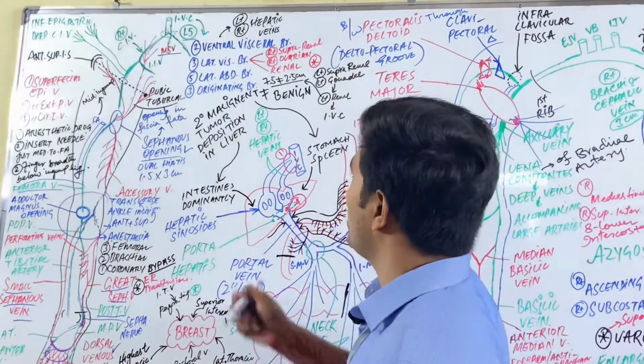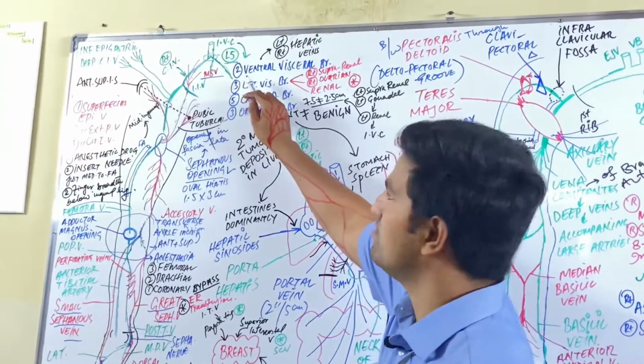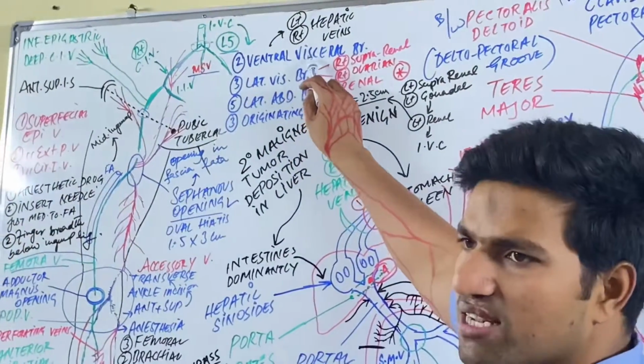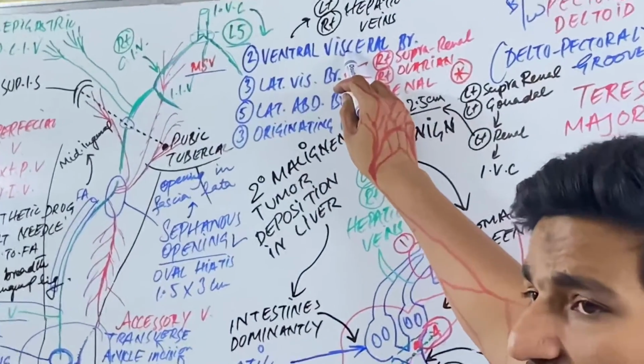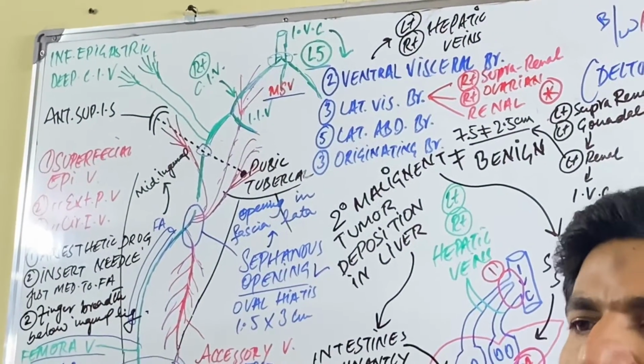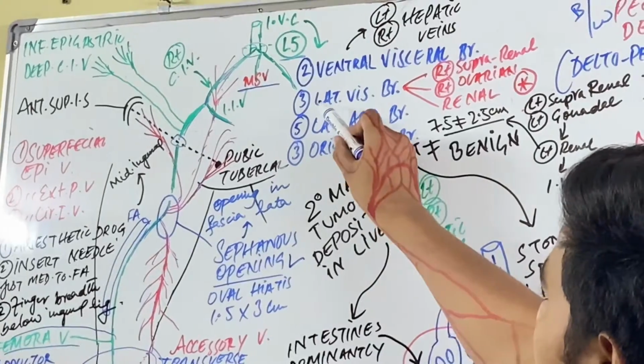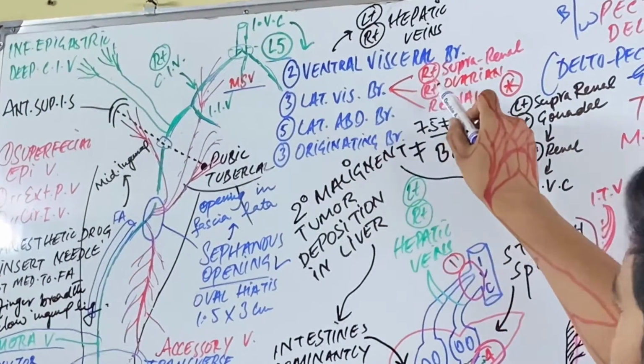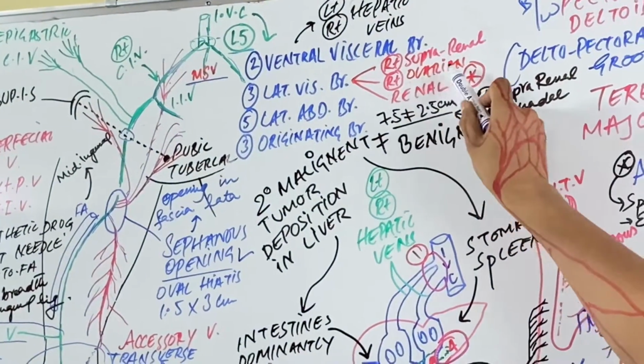we have them for the inferior vena cava too. We have two ventral visceral branches, the left hepatic vein and right hepatic vein. They join the inferior vena cava from the ventral aspect of the vena cava. Then we have three lateral visceral branches, like the right suprarenal, right ovarian, and right renal.